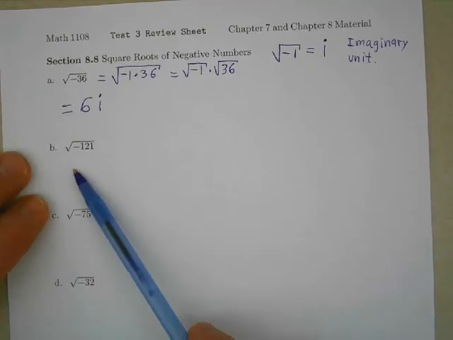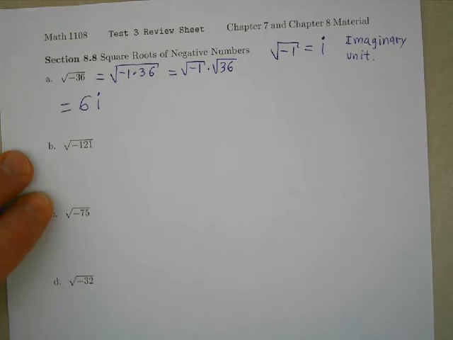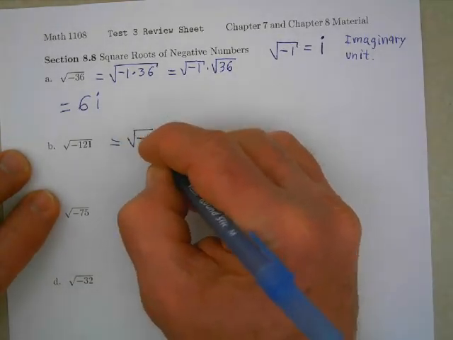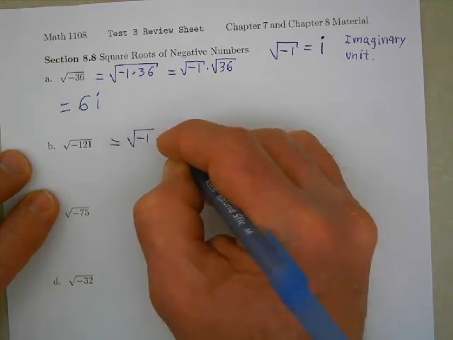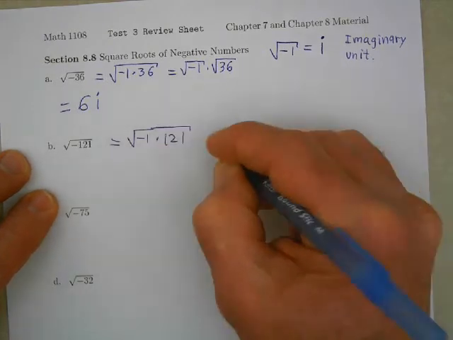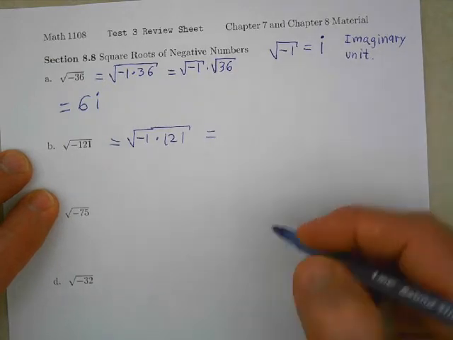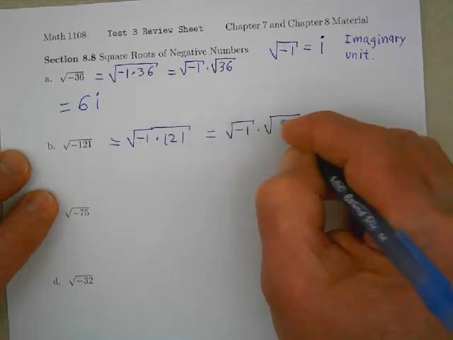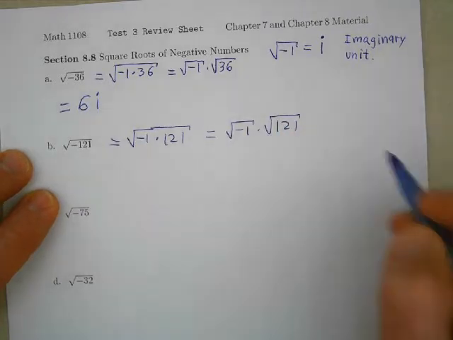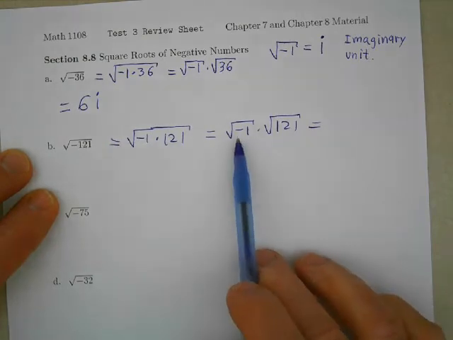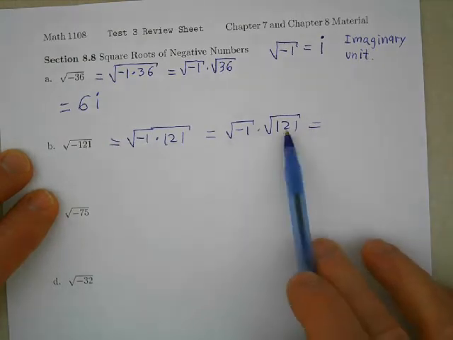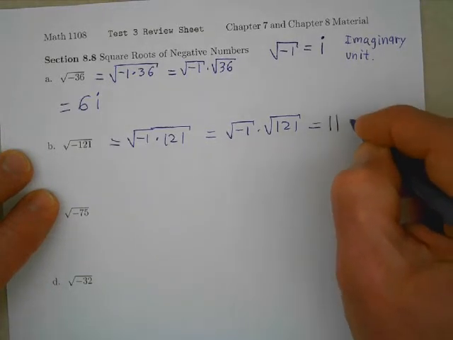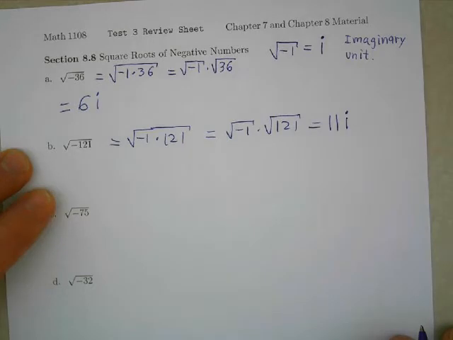The next one, the square root of negative 121. Well, if you want, you can think of this as the square root of negative 1 times 121. And then using the product property of radicals, this is the square root of negative 1 times the square root of 121. Replace the square root of negative 1 with i, and the square root of 121 is just 11, so this simplifies to 11i, 11 times i.